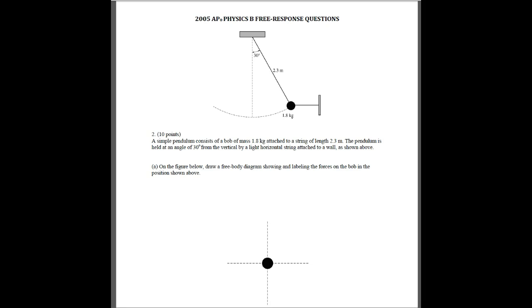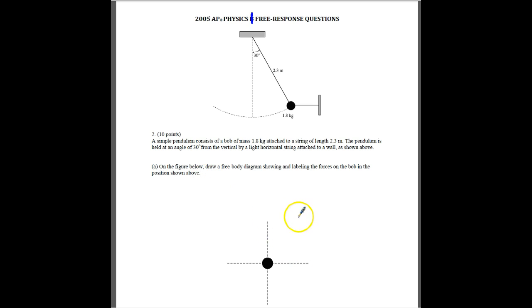Hey, AP Physics 1, this is the 2005 AP Physics B, which is really AP Physics 1 now. It's a modified question to reflect what you would see on the test. You've got a pendulum. You'll notice that it gives you a length of a string and a mass, and it wants us, on the figure below, to draw the free body diagram showing and labeling the forces on the bob in the position shown above.